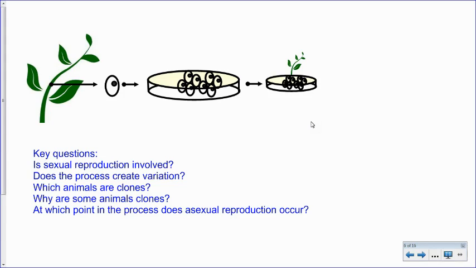So does it create variation? No, there's no sexual reproduction here. Only sexual reproduction creates variation. This plant is a clone of its parent. Why? Well, it's the same answer. They've got the same nuclei in the cells. The nuclei contain the genes and the same chromosomes, and the genes are the code for the characteristics.